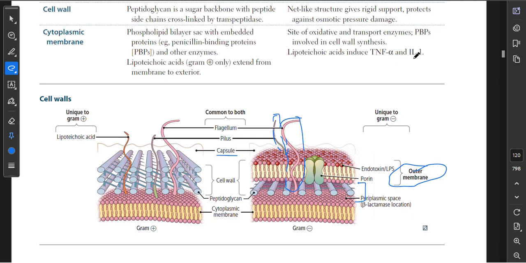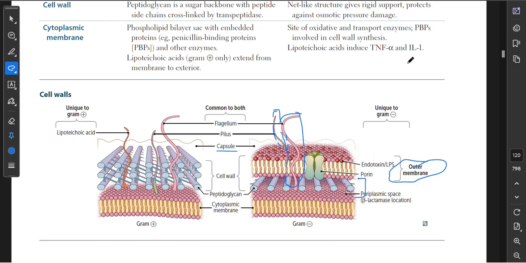Now let's come to the last structure. It's the cytoplasmic membrane. It's evident right over here. It's present both in gram-positive and gram-negative. It's a phospholipid bilayer. You can see this is a bilayered structure with embedded proteins. Example, penicillin binding proteins, PBPs, and other enzymes. Lipoteichoic acid, it is present in gram-positive only. It's mentioned over here. It extends from the membrane to the exterior of the cell, right? It's quite evident over here in the diagram.